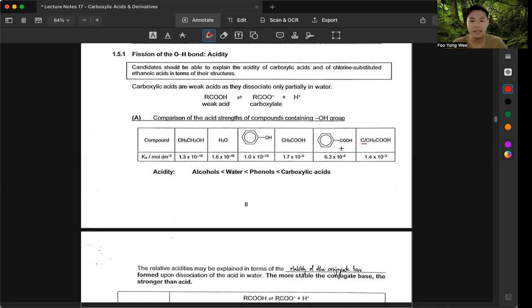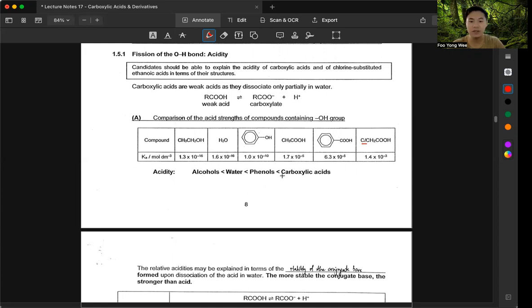Then after that, the second one is the benzoic acid. Again, the benzene ring is stabilizing the negative charge by dispersing it, due to the resonance effects of the benzene ring from the overlapping p orbitals. Then we have ethanoic acid. Ethanoic acid is an even weaker acid compared to these two. Then we have our phenol, water, and alcohol, which is the weakest among them.